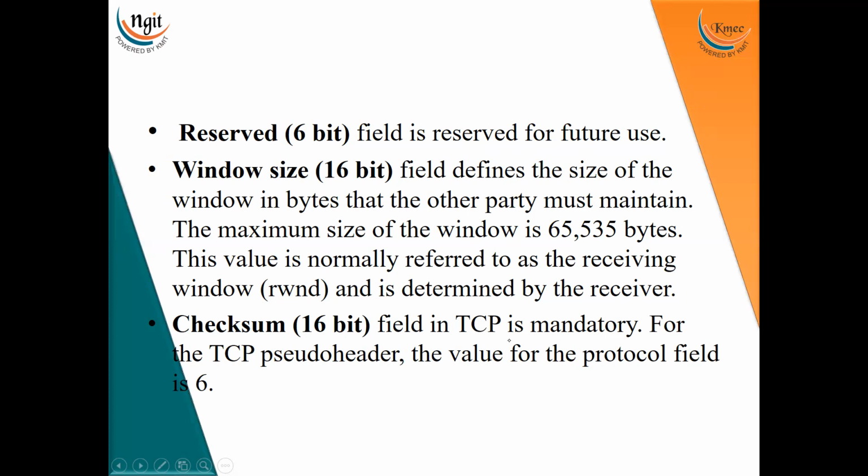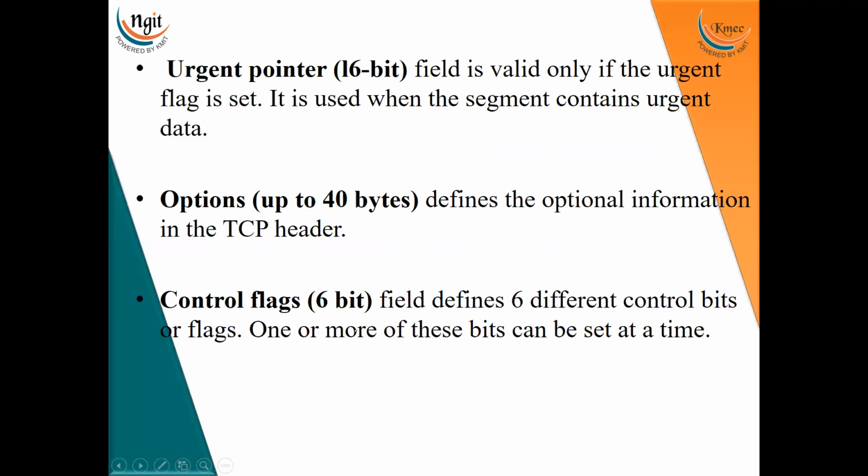The checksum field in TCP is mandatory because it is used for error control. Now, what is meant by the urgent pointer? It is a 16-bit pointer field. It is valid only if the urgent flag is set. It is used when the segment contains urgent data. And what are the options? Here we have up to 40 bytes. It defines the optional information in the TCP header. And what is meant by the control flags? This field defines 6 different control bits or flags. One or more of these bits can be set at a time.